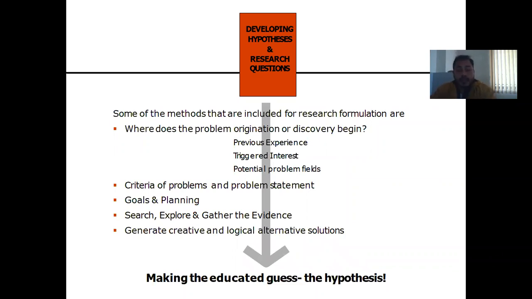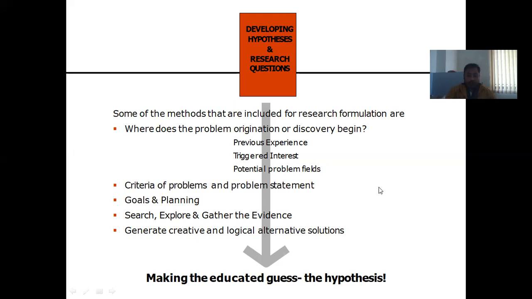Now, some of the methods that are included for research formulation are, I'm keeping them in points. Where does the problem origination or discovery begin? Previous experience, triggered interest, potential problem fields, these things you need to investigate. Criteria of problems and problem statement, goals and planning, search, explore and gather evidence, generate creative and logical or alternative solutions. So these are the parts you have to go through while you are formulating a research.